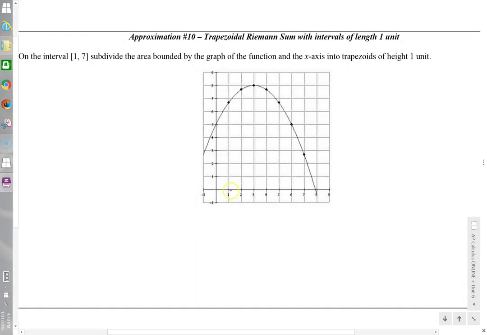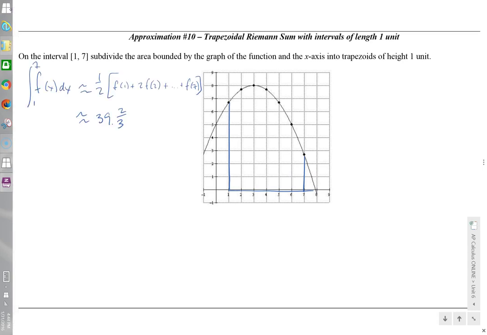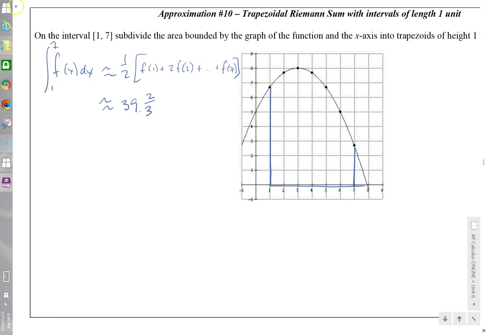These each have a height of 1 unit, so there should be 6 of them again. Okay, pause it, go for it. So the integral from 1 to 7 of f of x dx can be approximately equal to 1/2 of f of 1 plus 2 f of 2's plus 2 f of 3's plus 2 f of 4's, etc., and then 1 f of 7. And I got 39 2/3.